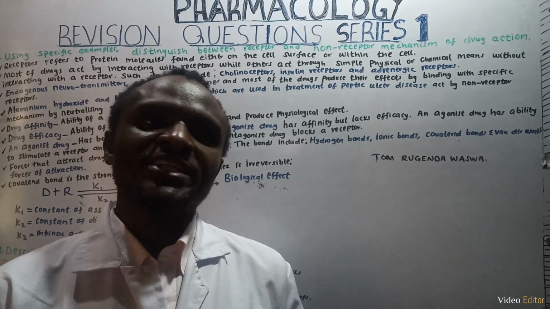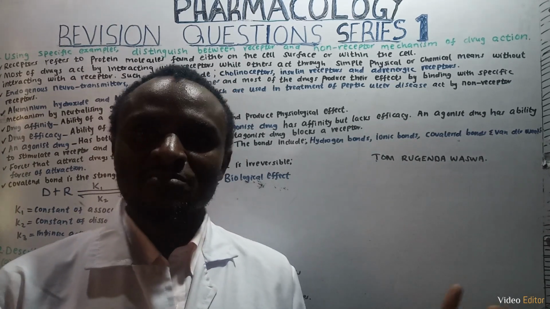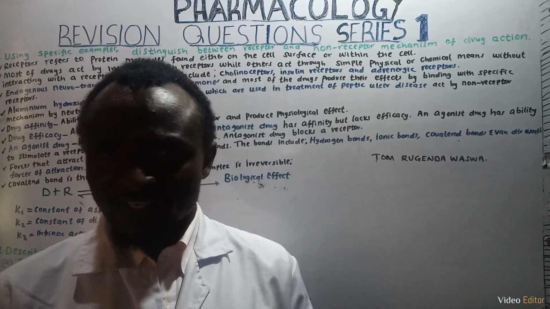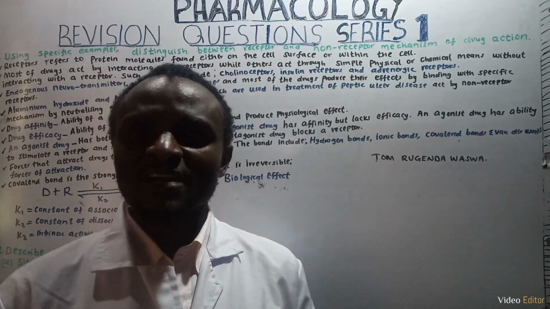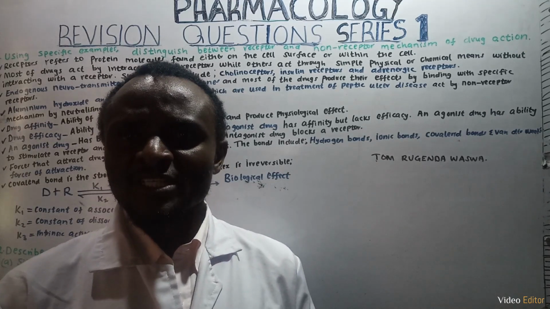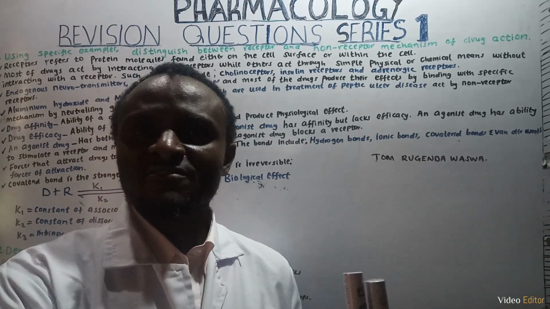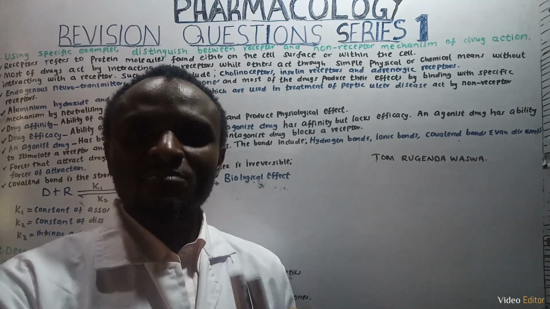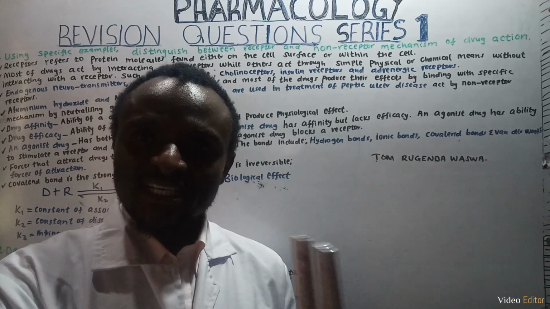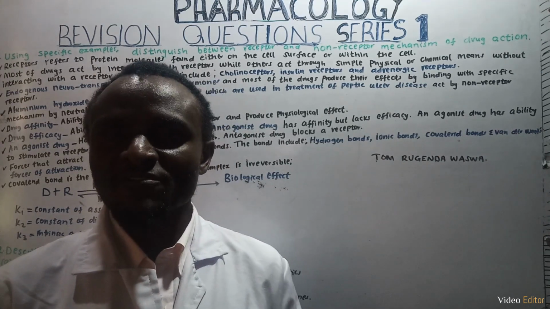Then you see, when a drug binds with a receptor, there are two possibilities. A drug may bring a physiological effect or may not bring a physiological effect. So what is the name given to a drug that binds to a receptor and brings a physiological effect? Then what is the name given to a drug that binds to a receptor but does not bring about a physiological effect?